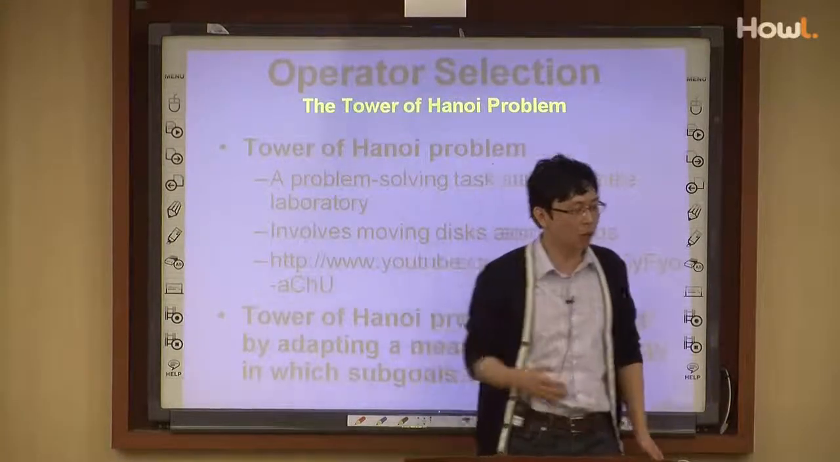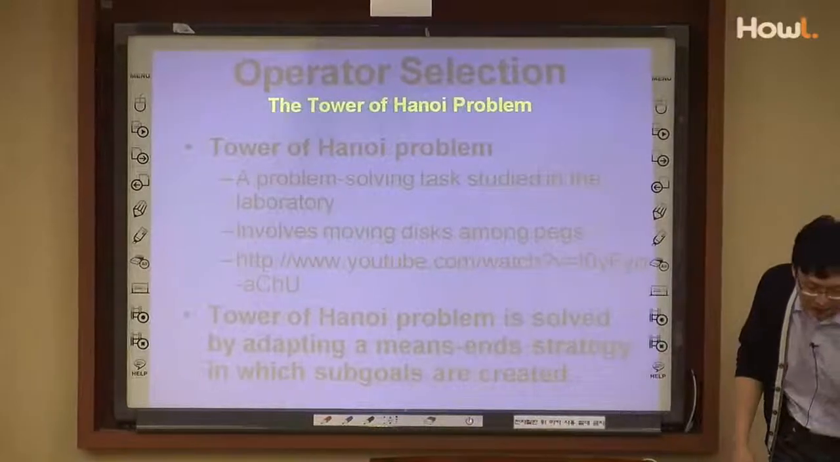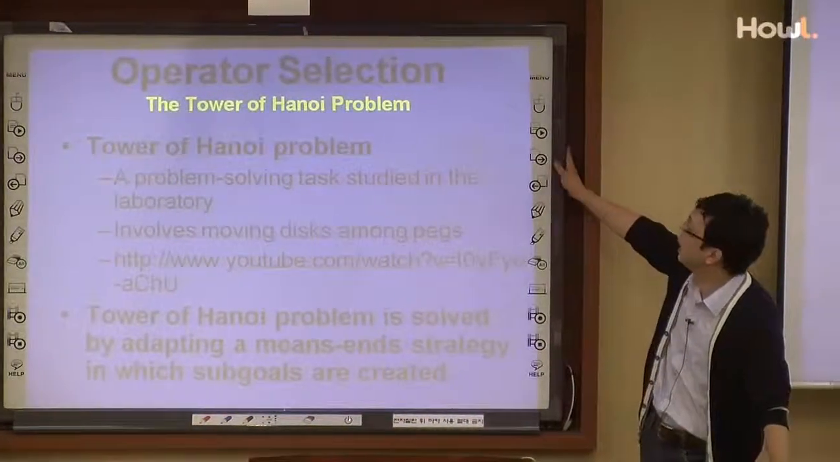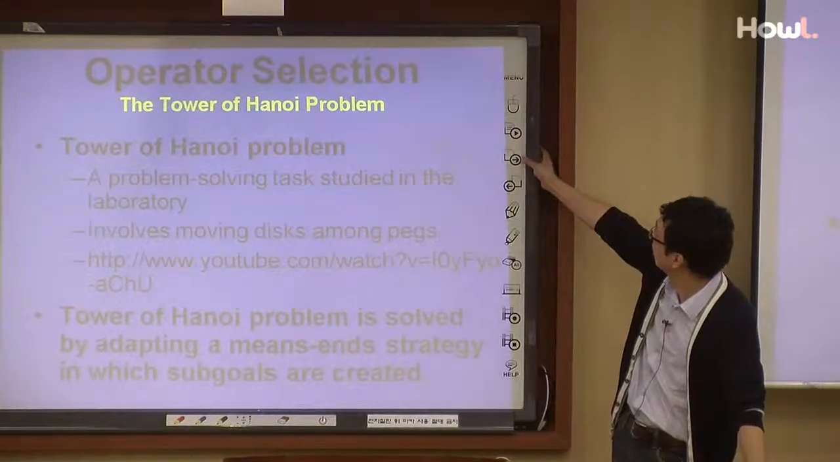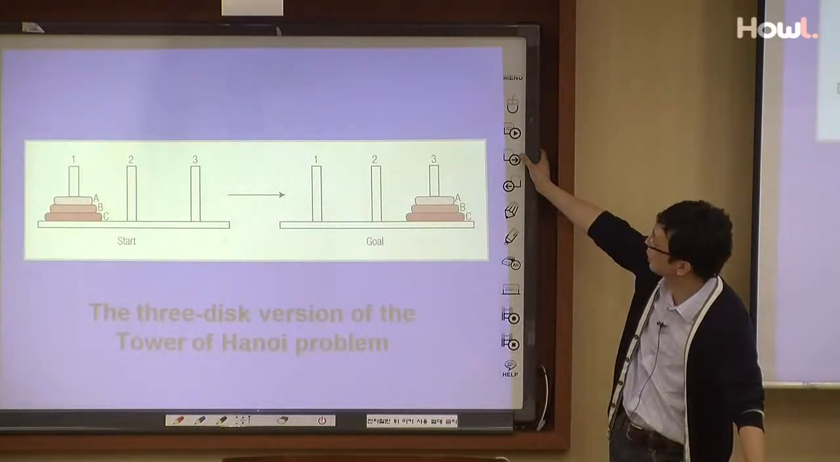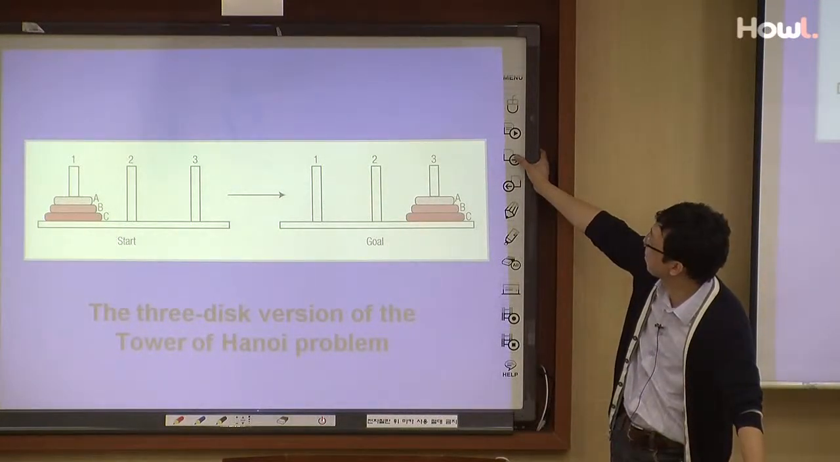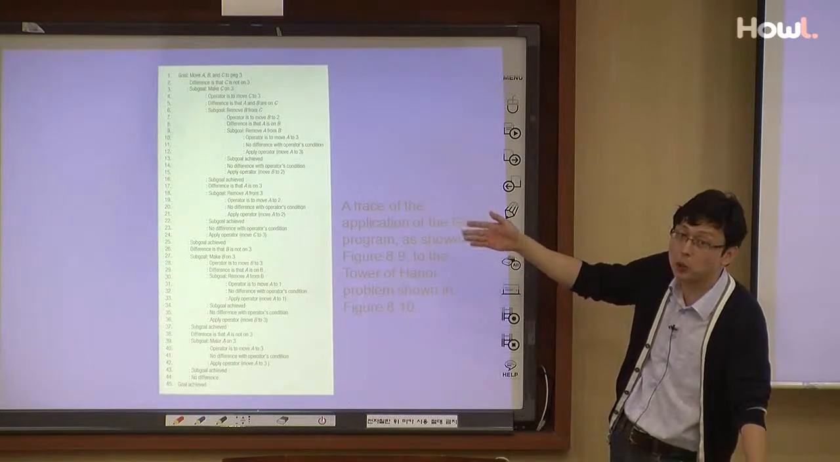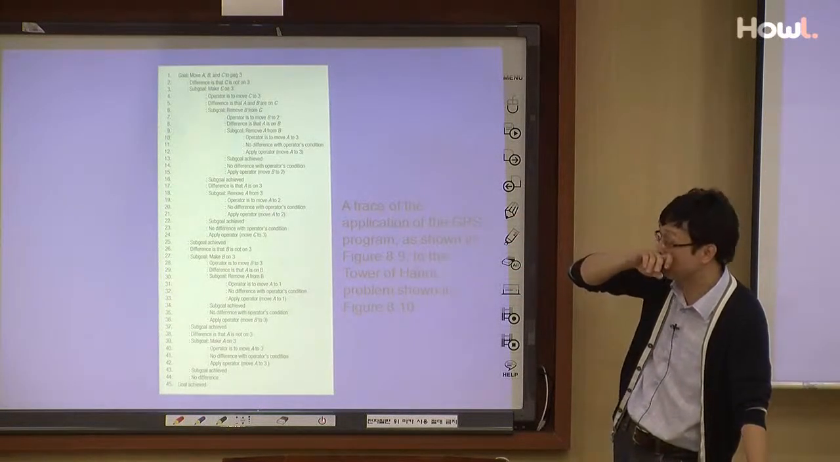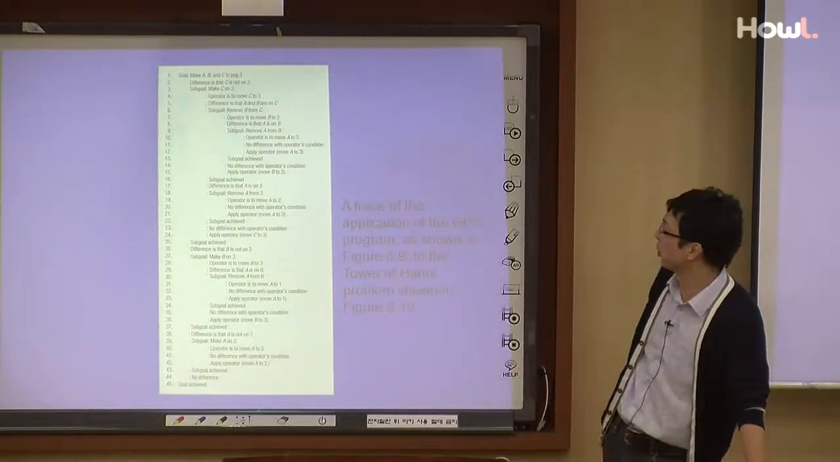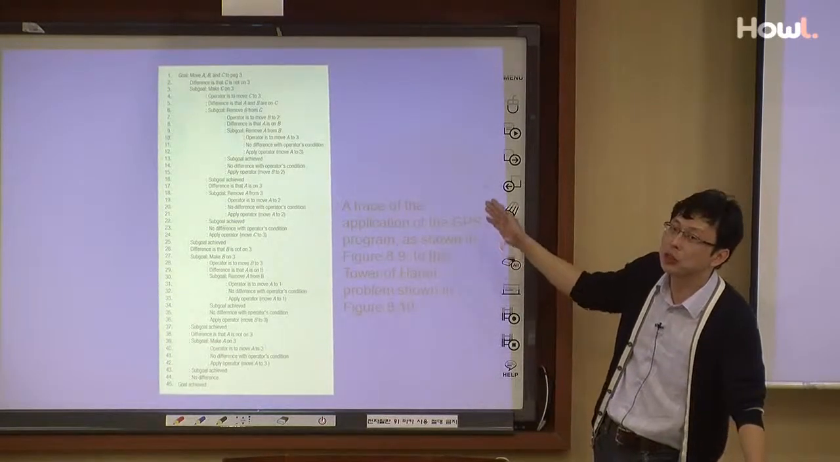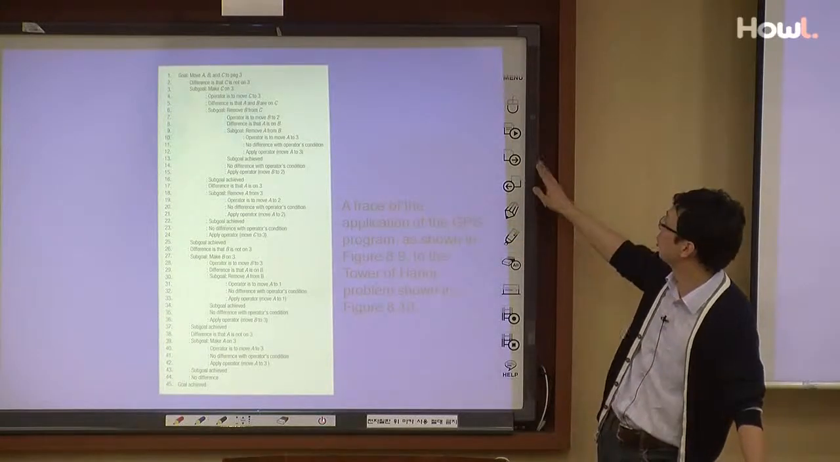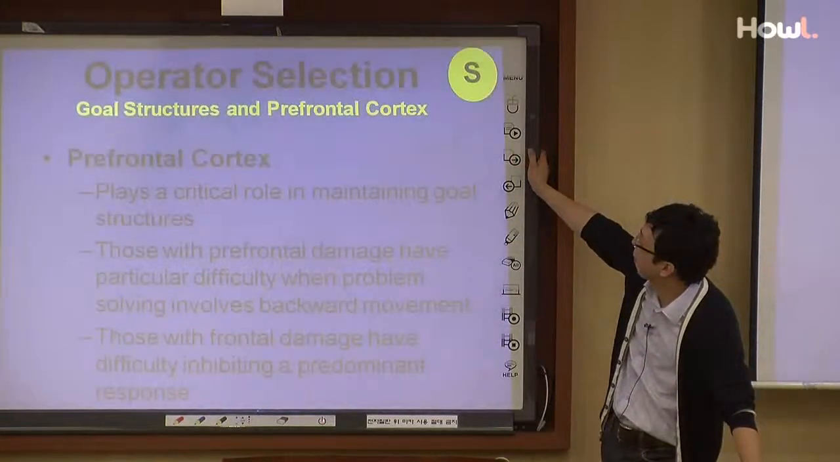That's why the Tower of Hanoi is used to detect whether people have high intelligence or a good problem-solving approach. GPS was first applied to the Tower of Hanoi. That's why this problem is popular in the problem-solving domain, because GPS was first applied to solve the Tower of Hanoi problem. That's it.